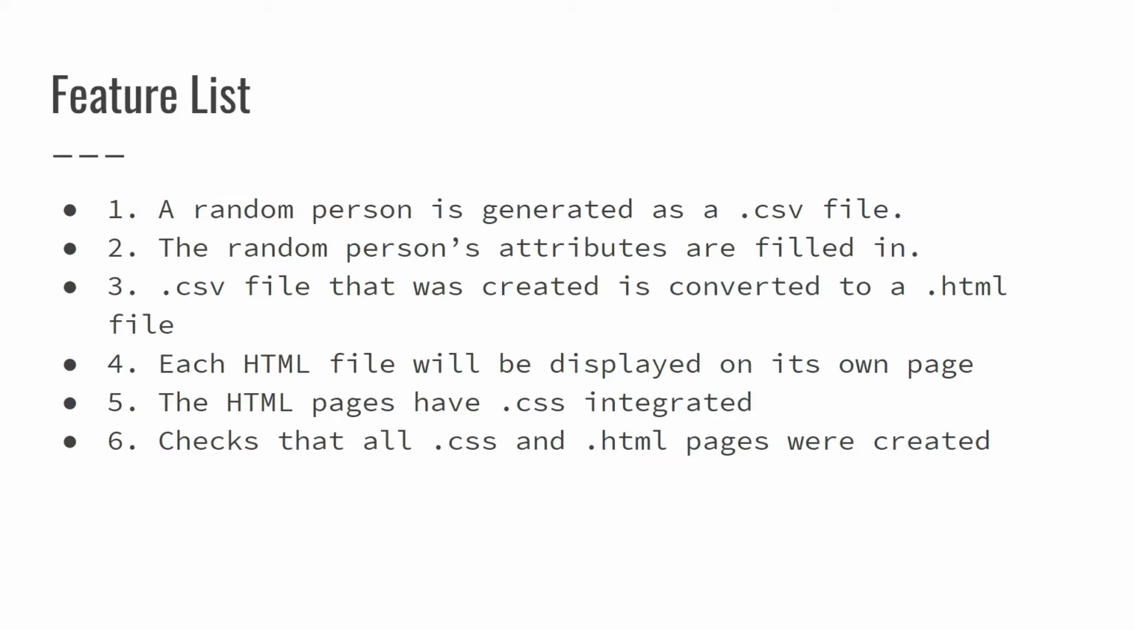All right, so to get into some of our features, first, a random person is generated as a CSV file. Second, the random person's attributes are filled in. Third, the CSV file that is created is converted to an HTML file. Fourth, each HTML file will be displayed on its own page. Fifth, the HTML pages have CSS integrated with them. And then lastly, we have a check that checks that all the CSS and HTML pages were created successfully.